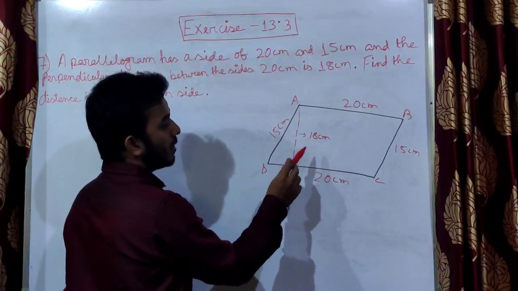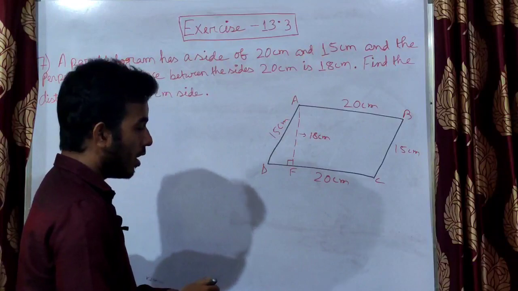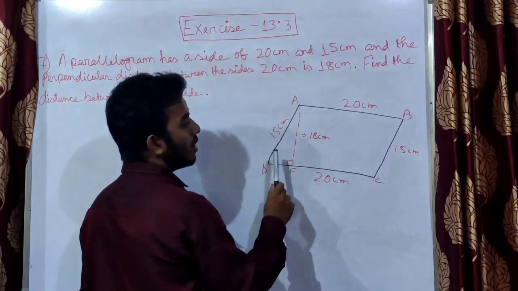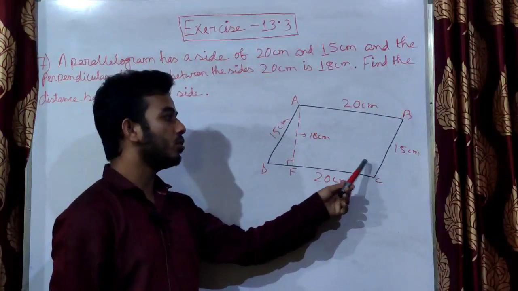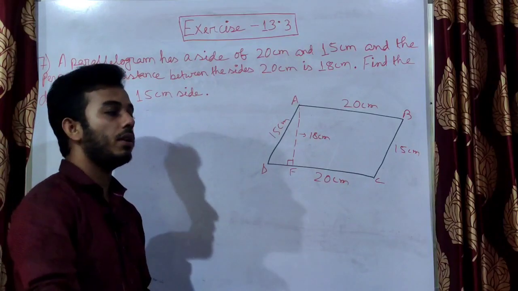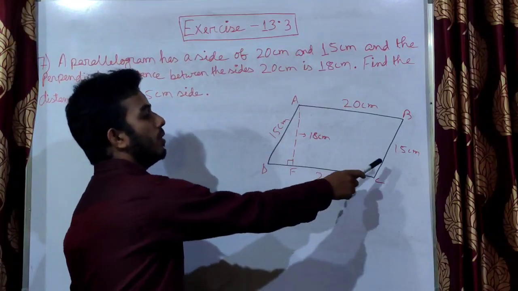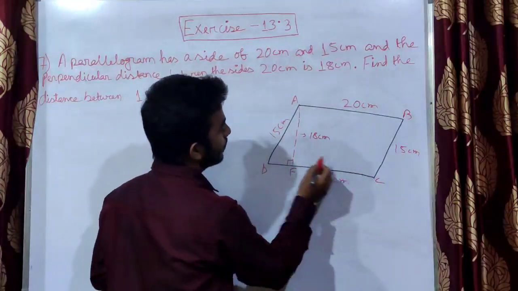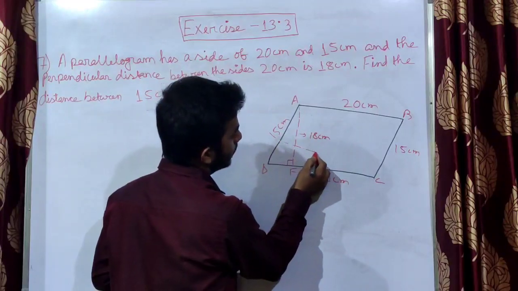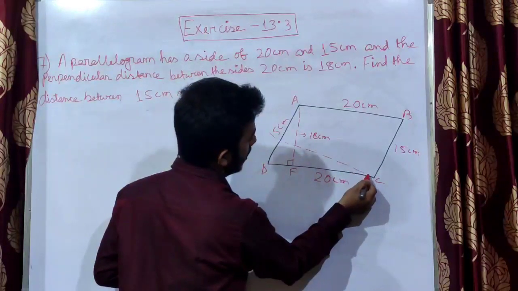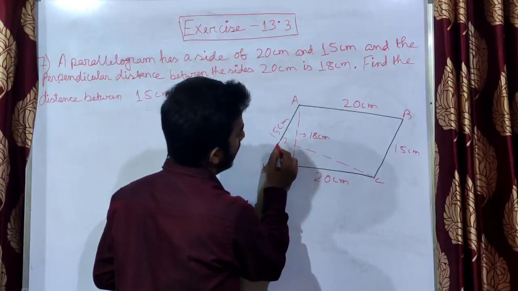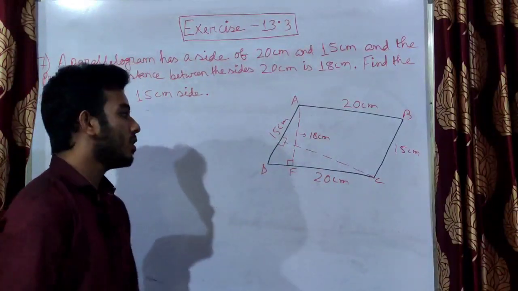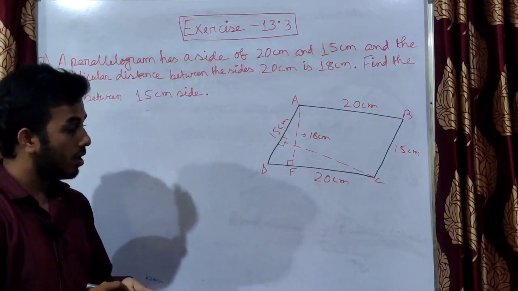So this length is what? It is the distance between the 18 centimeter sides, and what we have to find is the distance between these two sides. So how will we find it? We will find the perpendicular distance between these two sides, right? So let us draw a perpendicular line. We have to find the length of this line. So how will you find the length of this perpendicular?